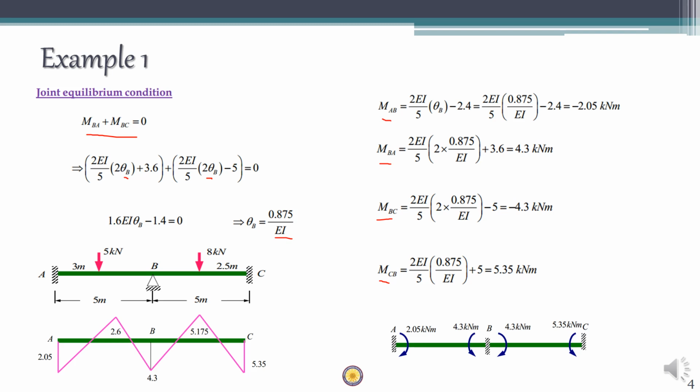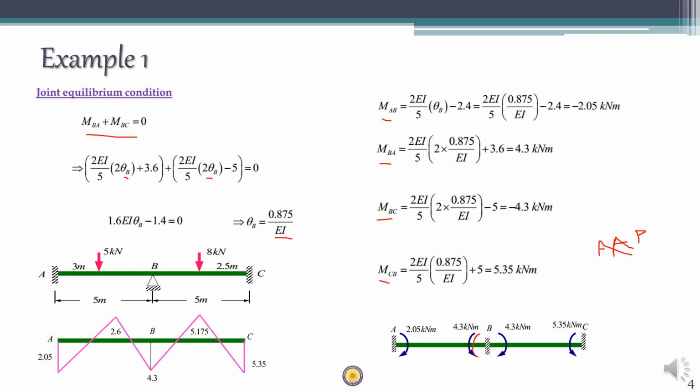So once all the support moments are obtained, you have to use the sign convention to mark them. The sign convention we are going to use is that active anti-clockwise moments are positive. So MBA is positive, which means that MBA has to be anti-clockwise. So we draw this anti-clockwise. This is an anti-clockwise moment, right?